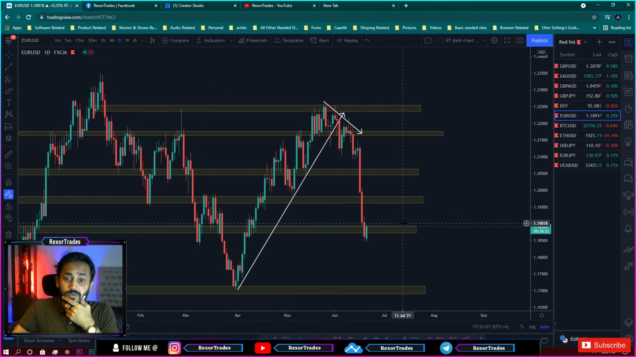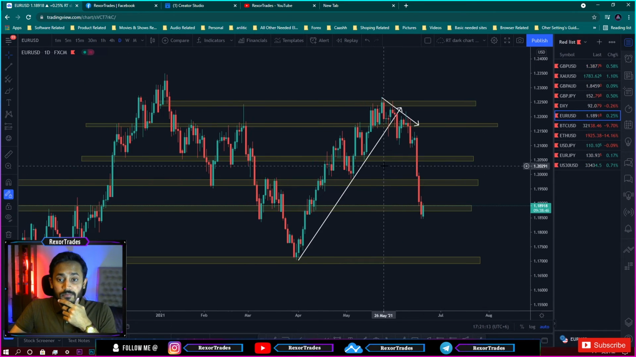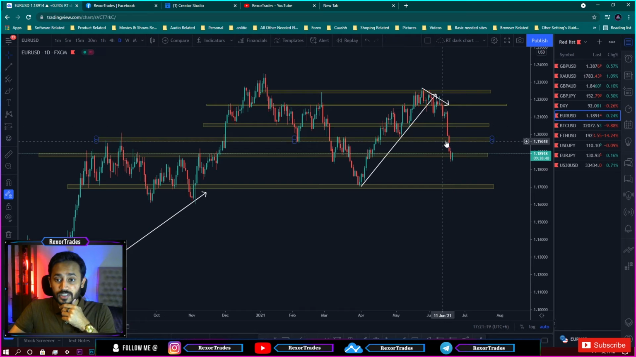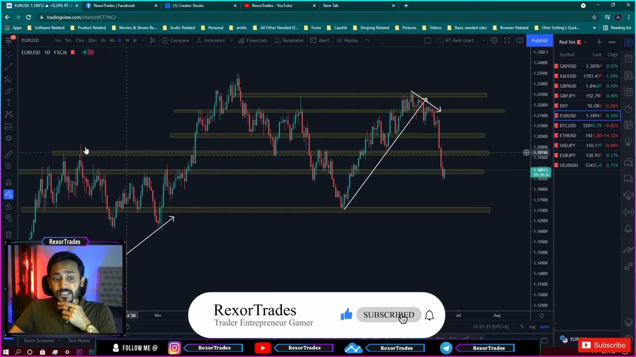So on the Euro USD chart, you can see Euro USD, after the retest on this trend line over here, came down with huge bearish momentum, breaking below these important key zones over here. Huge bearish momentum over here. Now it's retesting a pretty major key zone right around here.